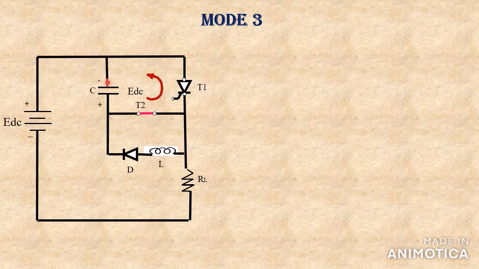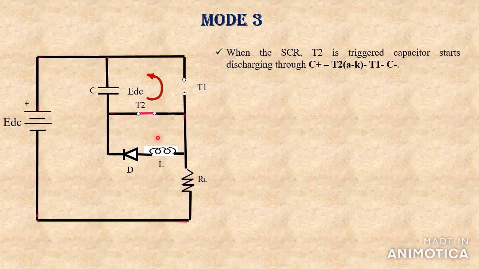Now this negative potential gets applied across the anode of T1 and positive potential will get applied across the cathode of the thyristor T1. So the reverse voltage will get applied across the thyristor T1, and the thyristor T1 will get turned off. Now the current will start flowing from EDC plus through the capacitor, T2, the load, and completes its path through EDC minus.